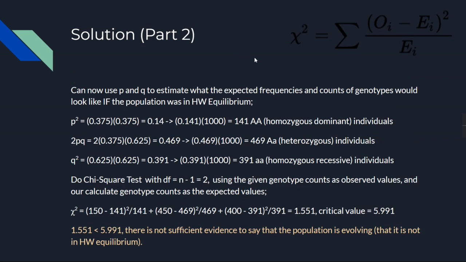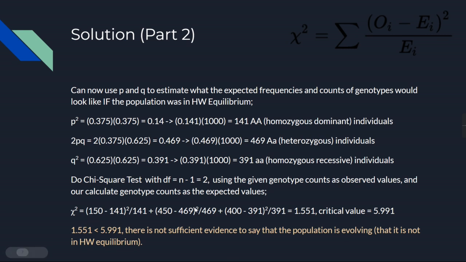The next thing you need to do is use that second Hardy-Weinberg equation to see what the expected genotype frequencies would be if it was in equilibrium. So use these equations based on the actual P and Q numbers to find the expected numbers of each type if it was in equilibrium, and then you compare the observed numbers of each genotype, the ones that were given in the question, to these values in the chi-square test.